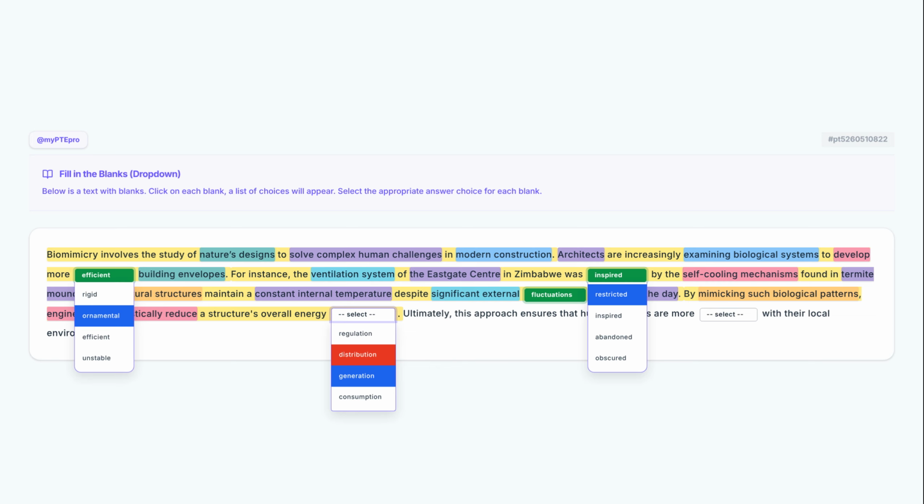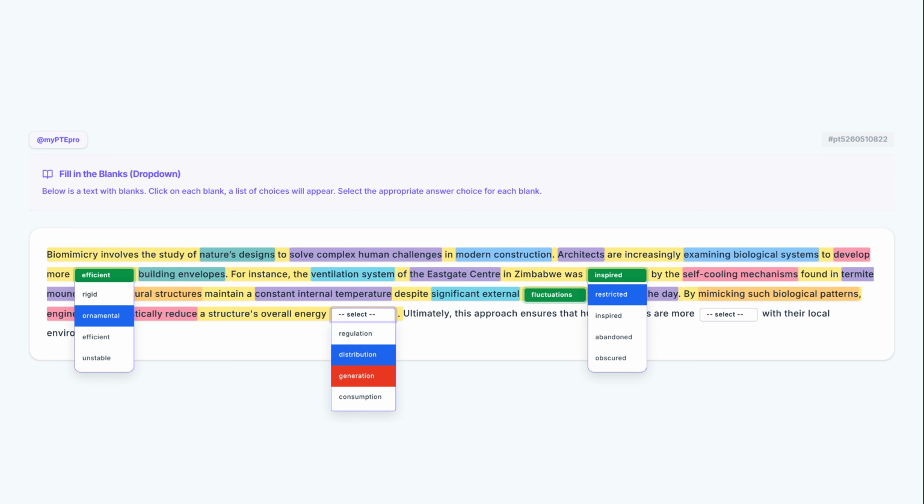Generation. Energy generation refers to creating power. However, the Eastgate Center example is about a ventilation system that cools passively, meaning the primary goal is to lower the amount of energy the building needs to take in or use. Incorrect. Consumption. Using consumption refers to the overall energy used by a building.